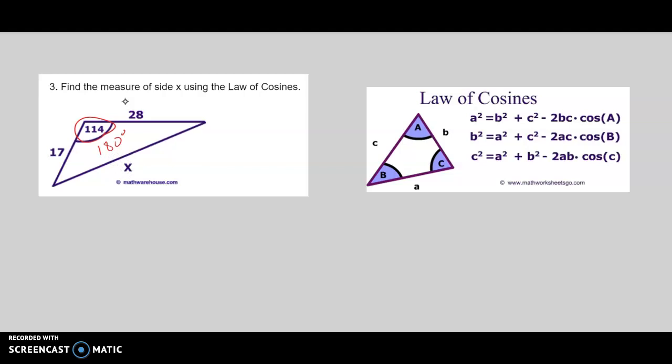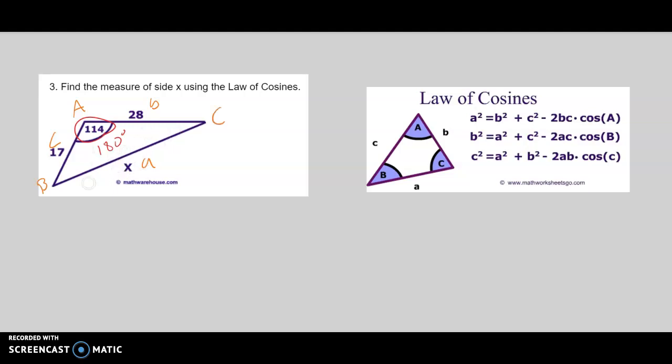So the first thing I need to do is label the sides of this triangle. I'm going to label them A, B, and C. It doesn't really matter which ones I label as which, as long as I'm consistent in this next part. If I have side A right here, that means the angle A, capital A, has to be directly across from it. So this 114-degree angle has to be capital A because it's directly across from the side that I labeled A. And that means this has to be angle B, and this has to be angle C.